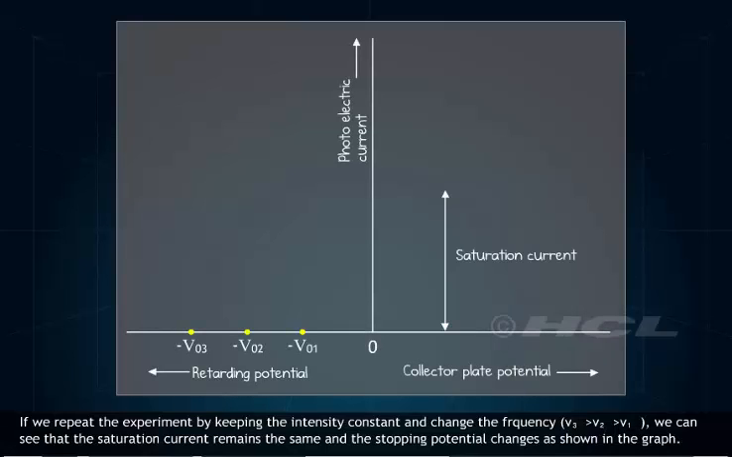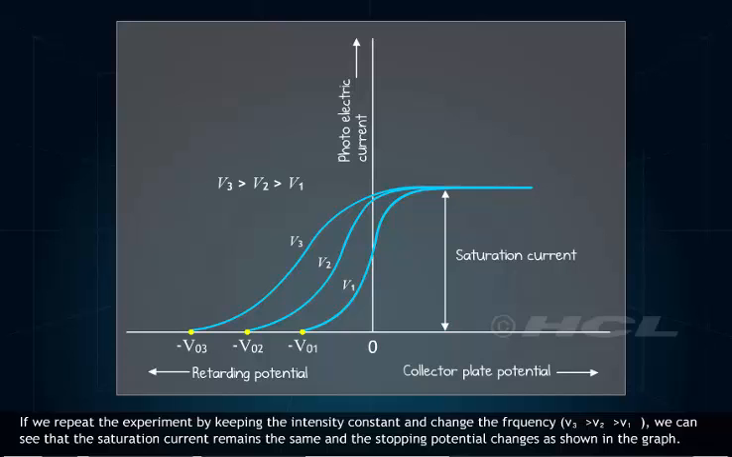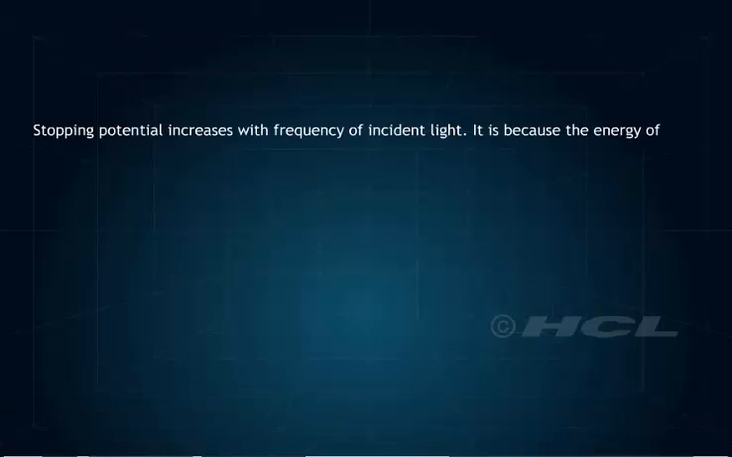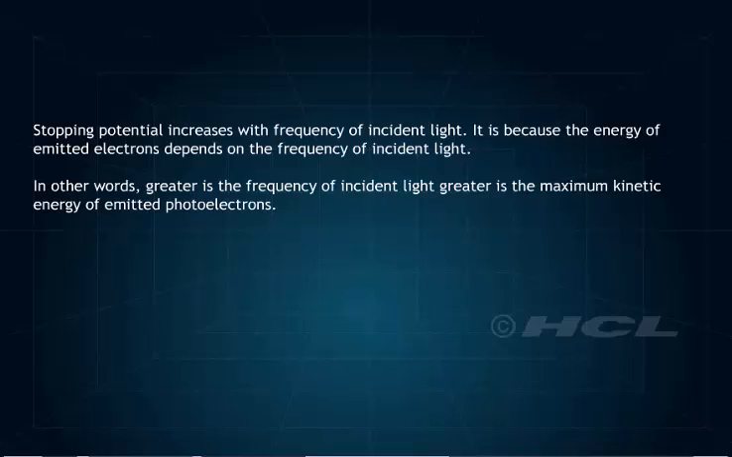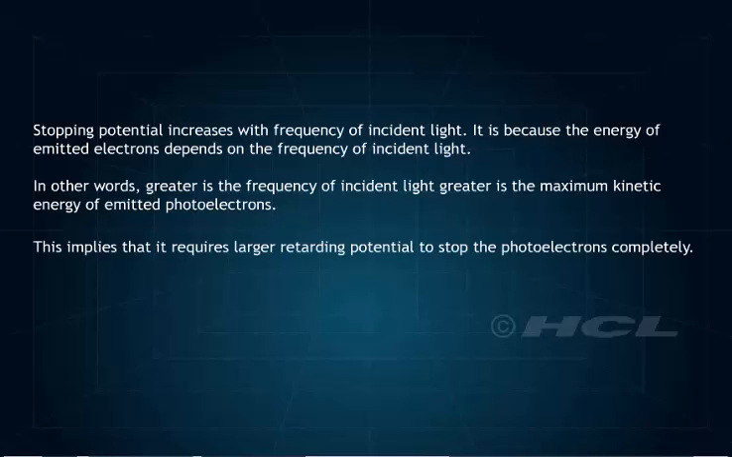Stopping potential and frequency. If we repeat the experiment by keeping the intensity constant and change the frequency, v3 greater than v2 greater than v1, we can see that the saturation current remains the same, and the stopping potential changes as shown in the graph. Stopping potential increases with frequency of incident light. It is because the energy of emitted electrons depends on the frequency of incident light. In other words, greater is the frequency of incident light, greater is the maximum kinetic energy of emitted photoelectrons. This implies that it requires larger retarding potential to stop the photoelectrons completely.